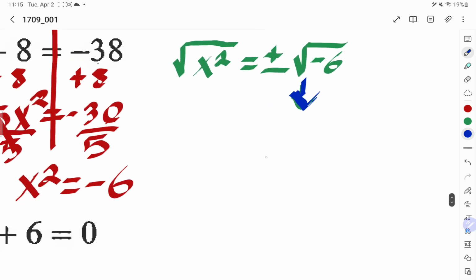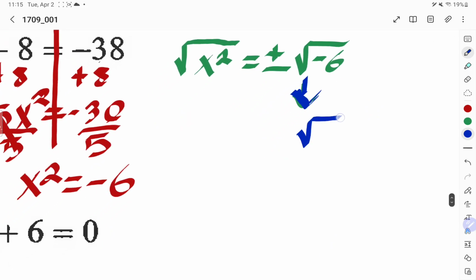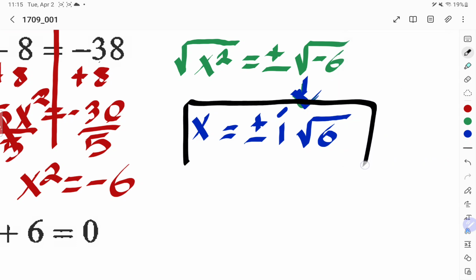So the way that we do this is pretty simple. We keep the square root of the same number, but now it's positive. And all I'm going to do, I'm just going to put an i in front. Okay, everything else stays exactly the same. Equals x squared. And as you can see, that is my answer.